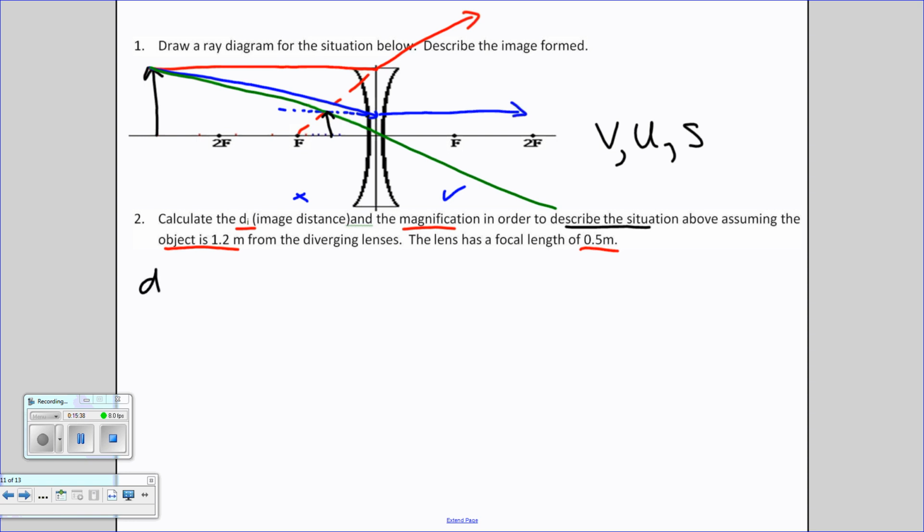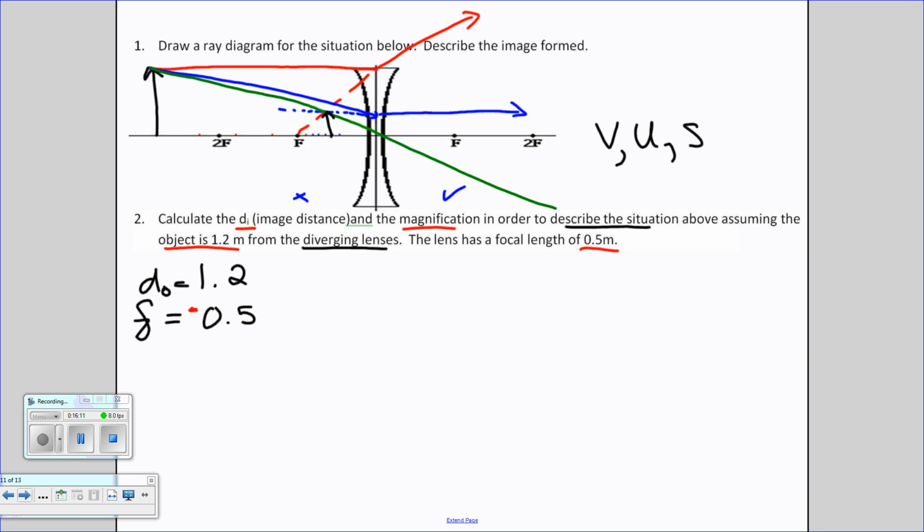I know that my DO is 1.2. And I know my F is 0.5. But I also know one more thing. It is a diverging lens, which means my F is negative 0.5. Keep that in mind, because if you screw that up, you're going to get the wrong answer. All right.